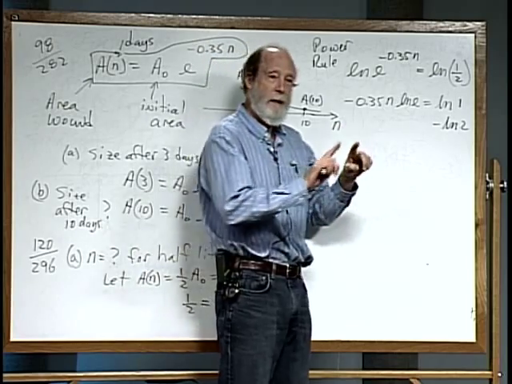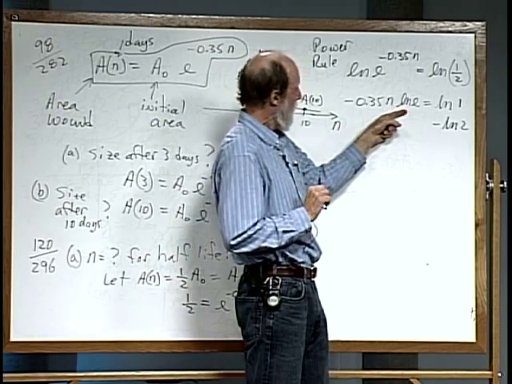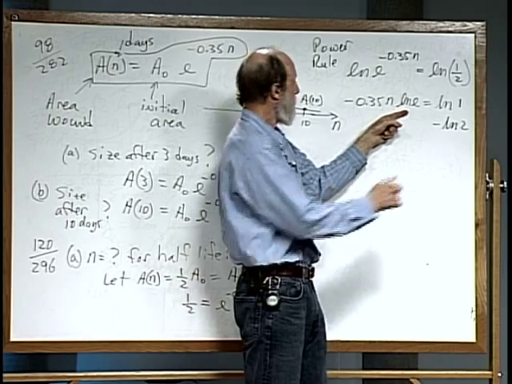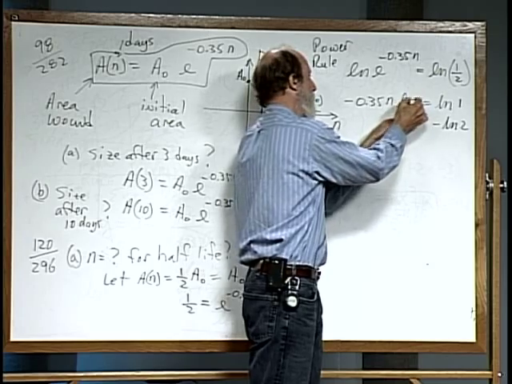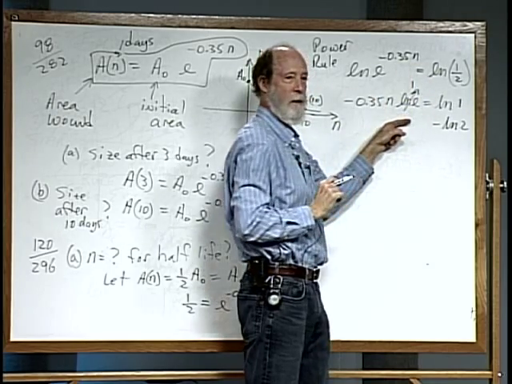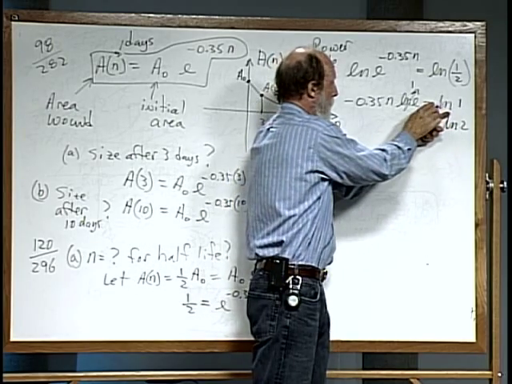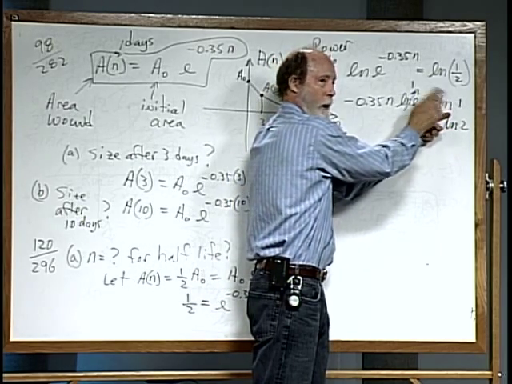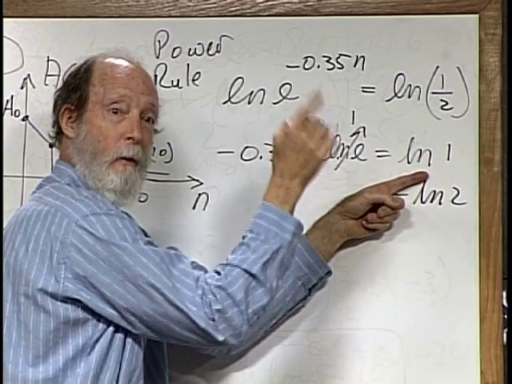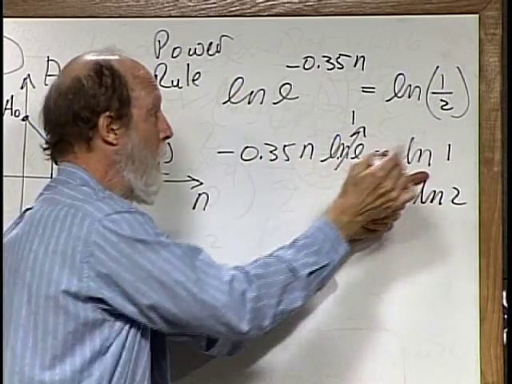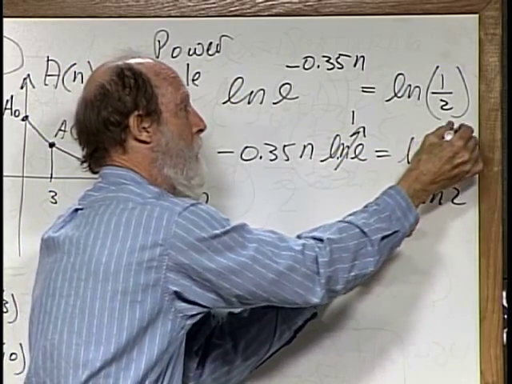Now, let's tidy it up a little bit. What's ln e? Right where my finger is. The base is e. The exponent of e that gives you e is 1. Over here, the base is e. What's the exponent of e that gives you 1? e to the 0 equals 1. So the exponent of e that gives you 1 is 0.